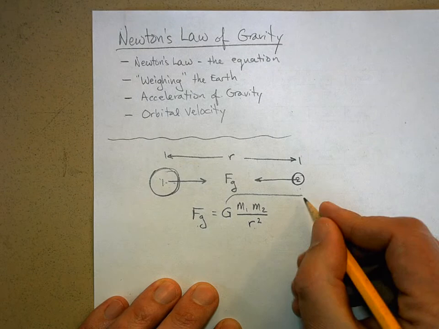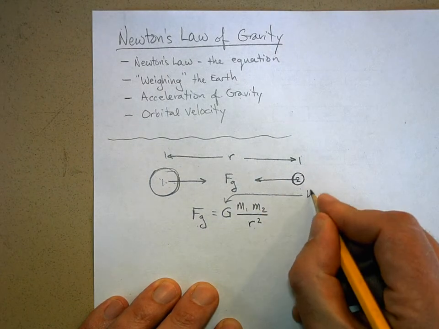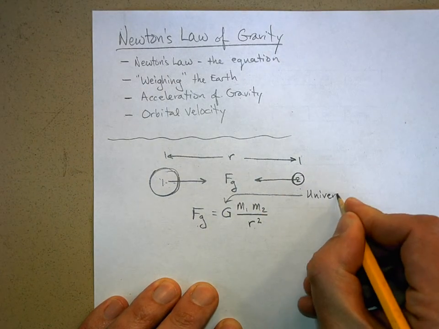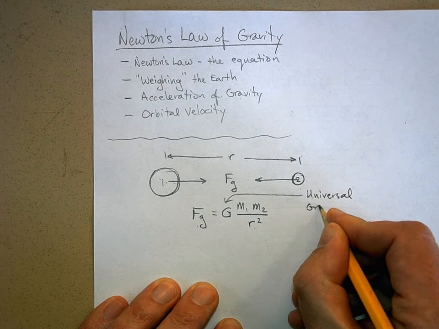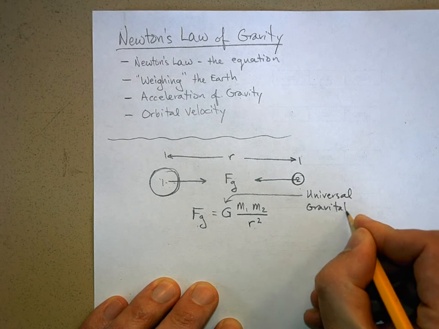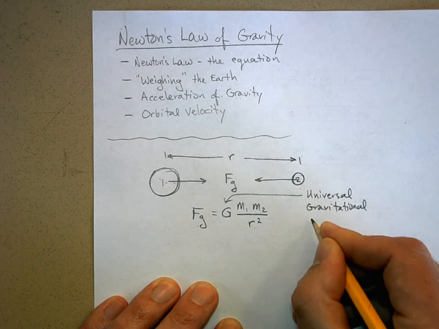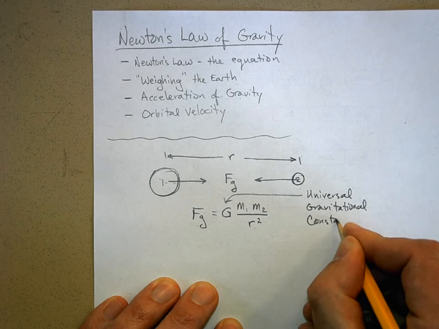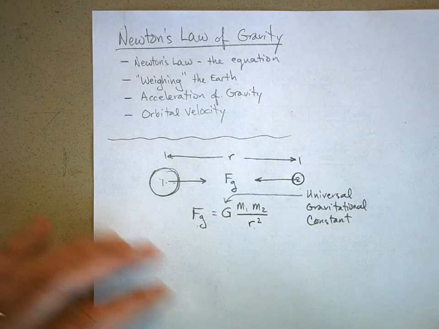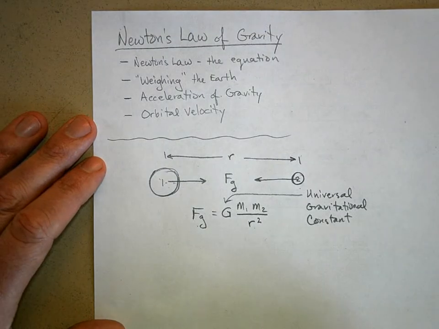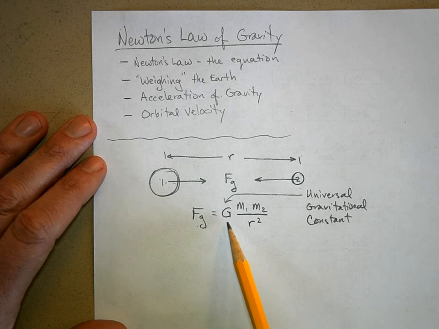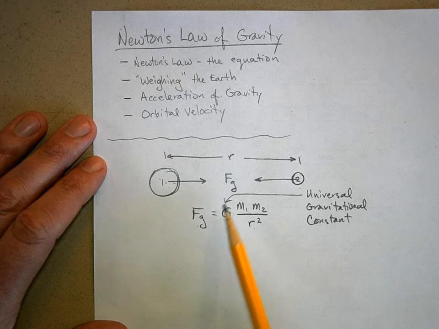And big G is called the universal gravitational constant. And Newton had no idea what this number was. He just knew that there had to be one. Now, I'm going to tell you what the value is here in a minute.